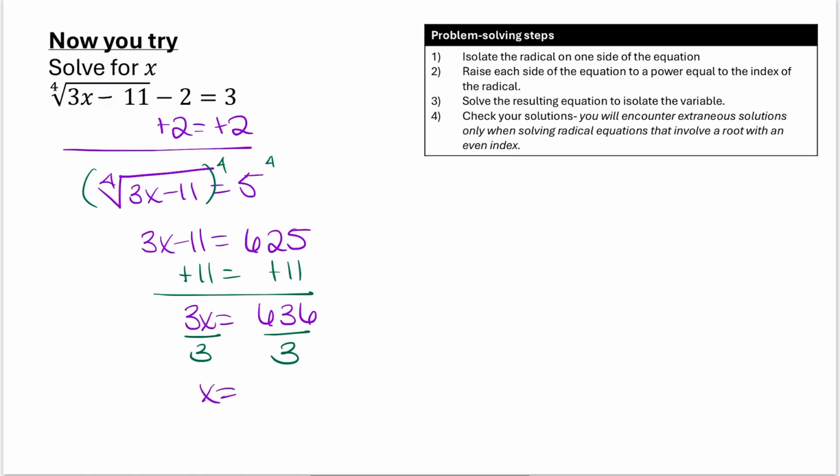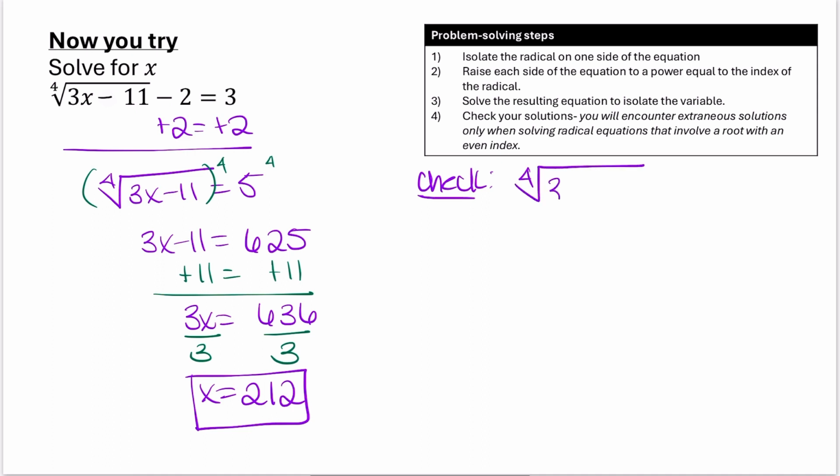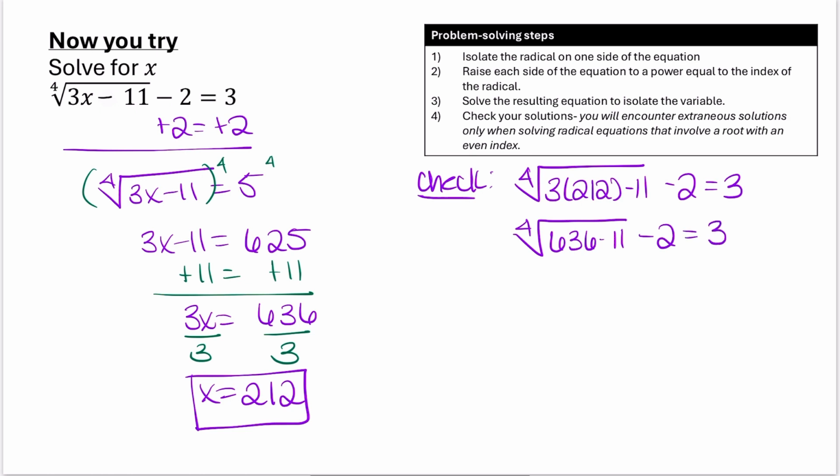Let's make sure that our solution works, so we can check. That gives us the fourth root of 3 times 212 minus 11, minus 2 equals 3. So that's the fourth root of 636 minus 11, minus 2 equals 3. So that's the fourth root of 625 minus 2 equals 3. The fourth root of 625 is 5. So 5 minus 2 equals 3, which is in fact true.